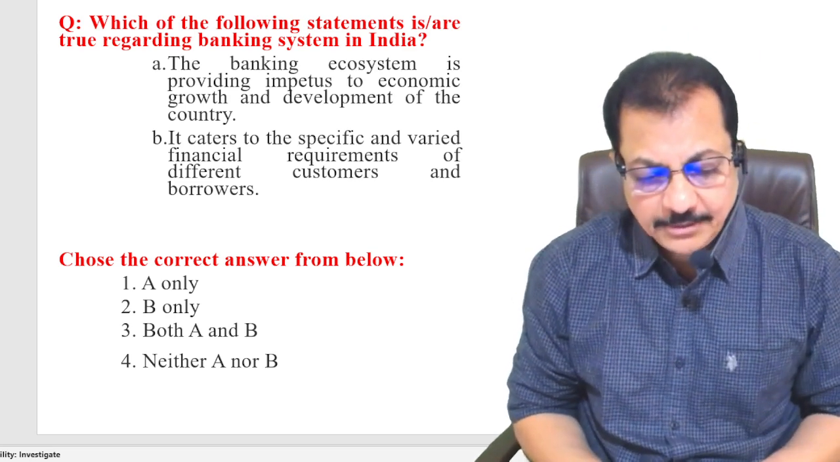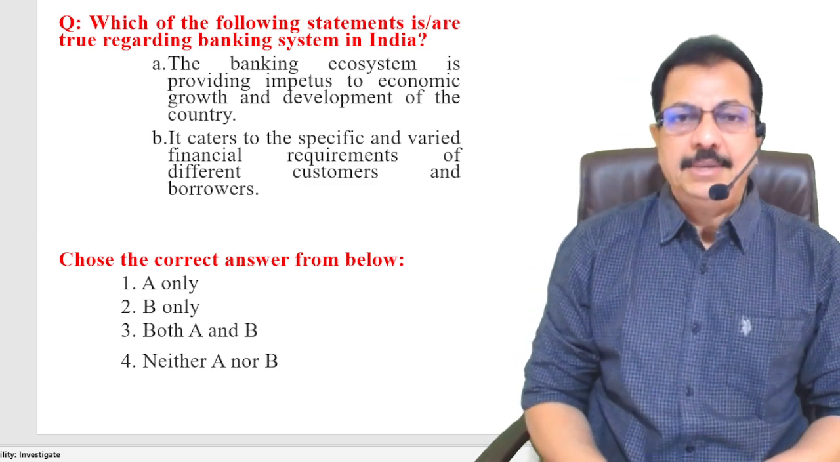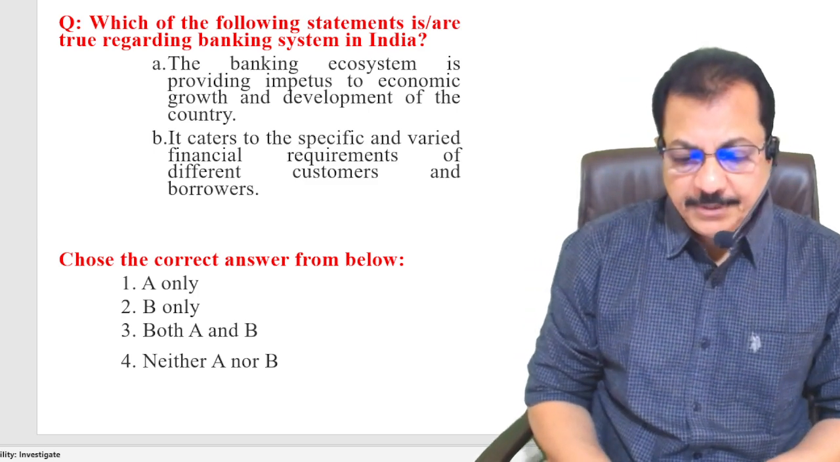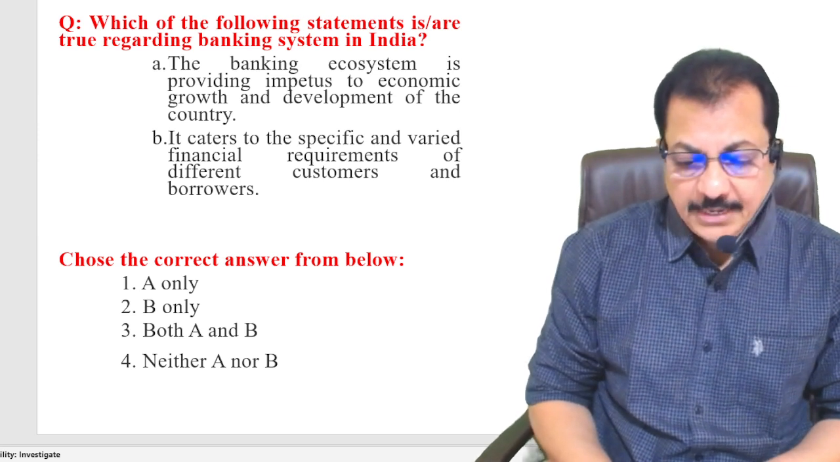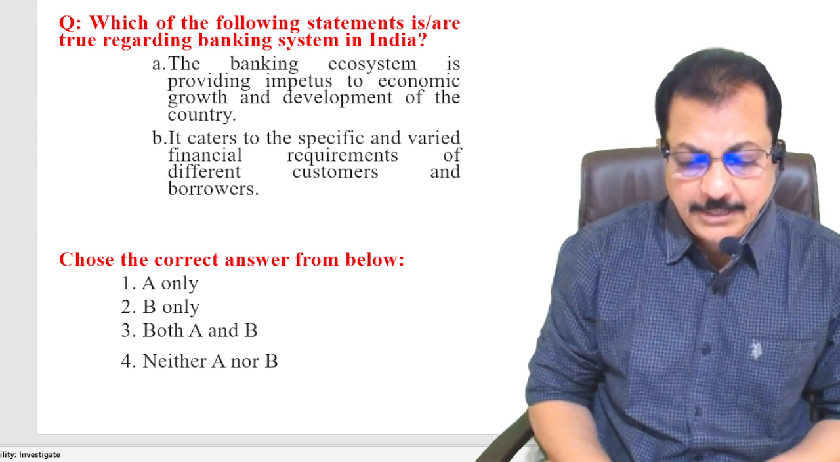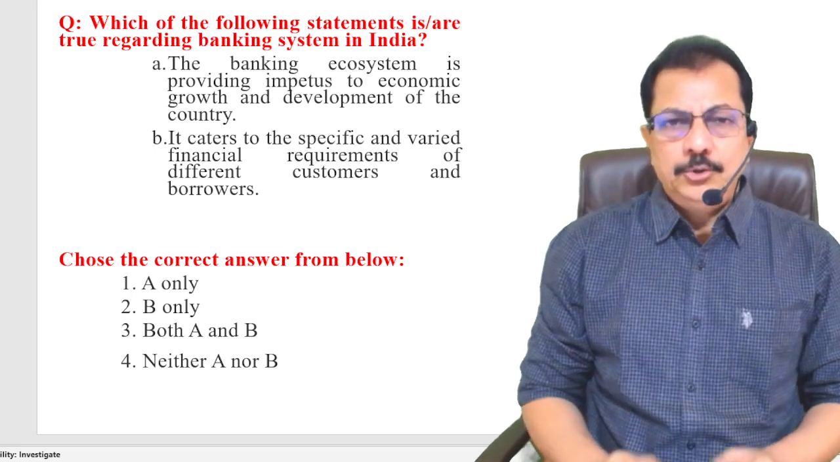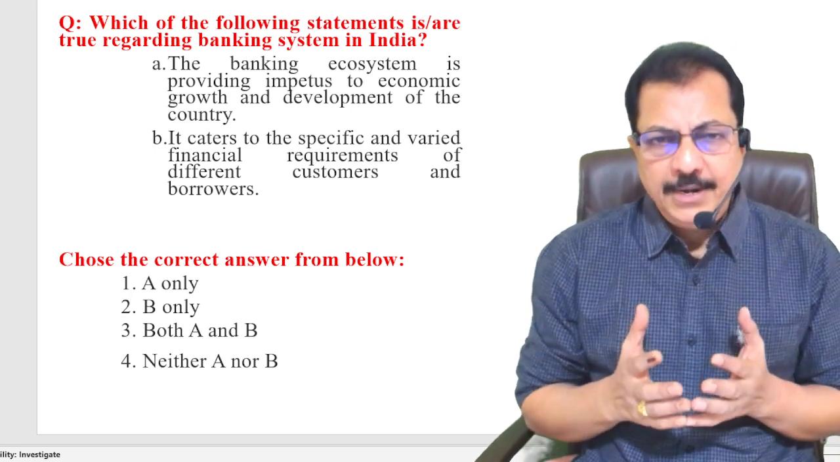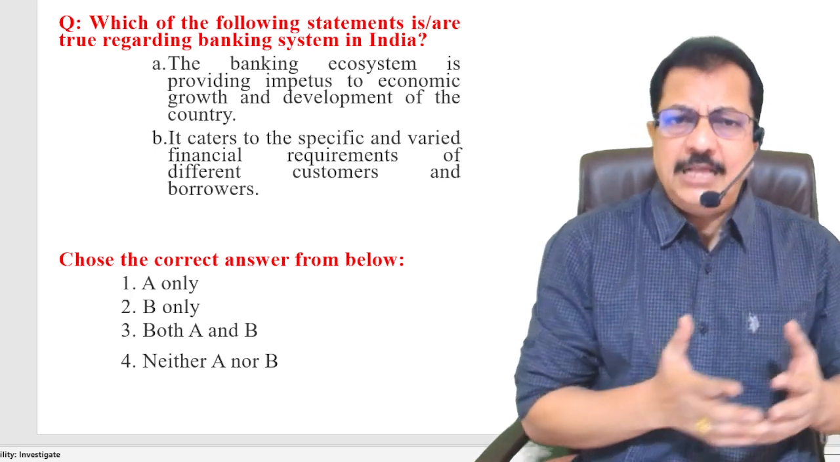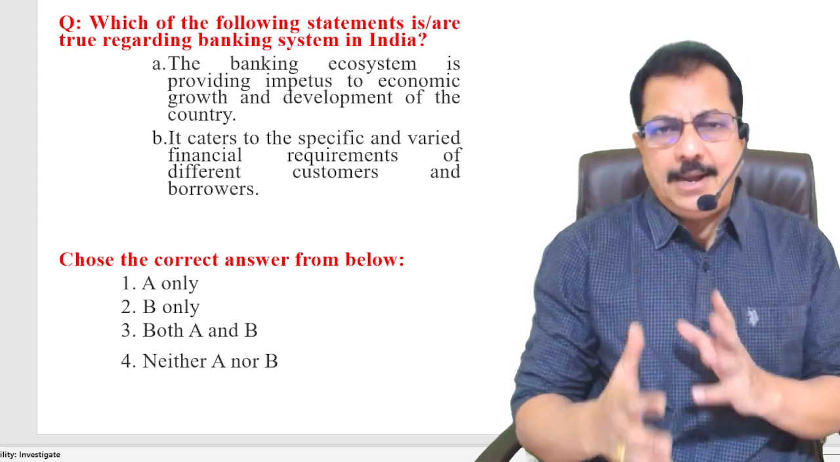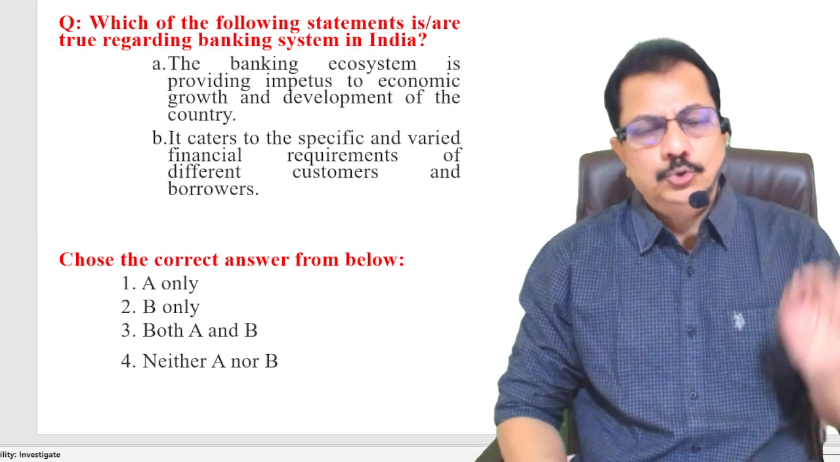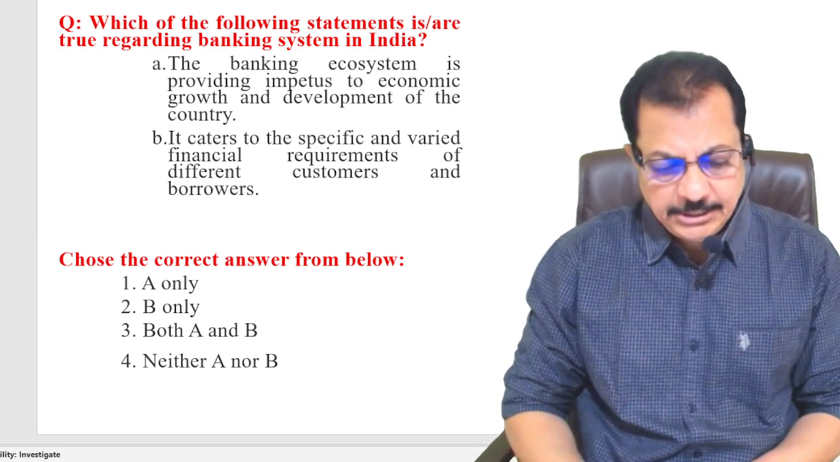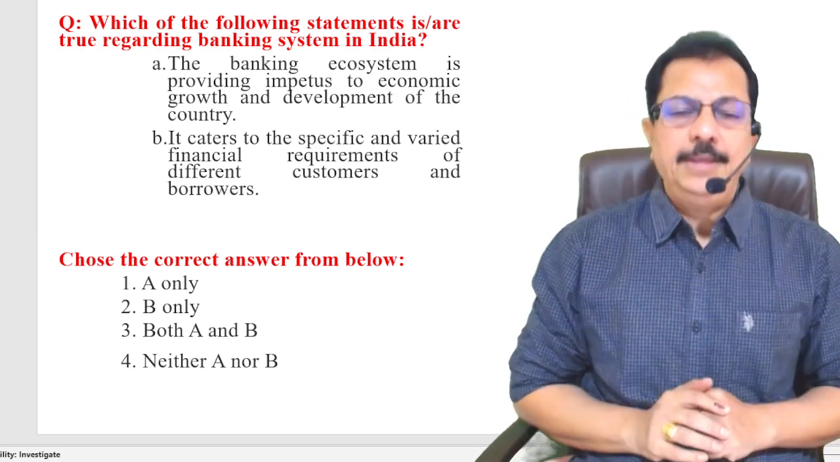Read the second one. The banking system caters to the specific and varied financial requirements of different customers and borrowers. That is also correct. Meaning is simple: our banking system is providing loans for the people as well as the business system, and ultimately that is leading to the economic growth of the nation. So statement B is also correct. Hence my answer should be option 3.